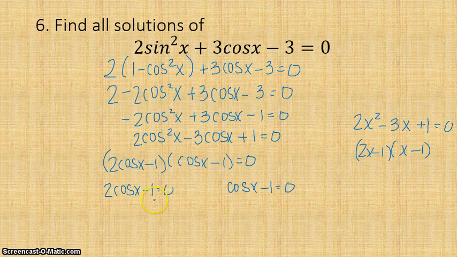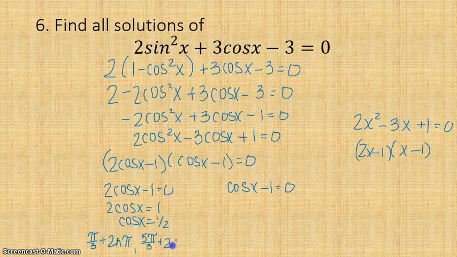When I solve this one, I'm going to add my 1 over, so 2 cosine x equals 1, and then divide by 2, so cosine x equals a half, which if I think about my unit circle, cosine would be my x, positive, so that'd be in quadrant 1 and quadrant 4. Should be at pi over 3 and 5 pi over 3, but because this said find all solutions, I'm going to have pi over 3 plus 2 n pi and 5 pi over 3 plus 2 n pi.